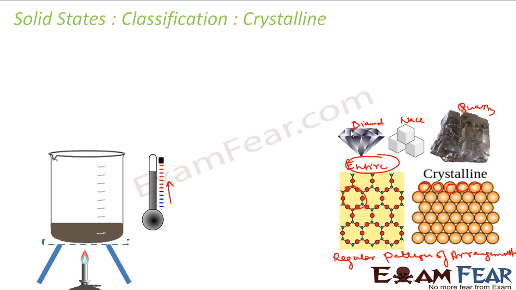For example, this has some X degrees Celsius, and at X degrees Celsius, it will melt. This has some Y degrees Celsius, so at Y degrees Celsius, it will melt. Even if it is pure, they have a very sharp melting point.